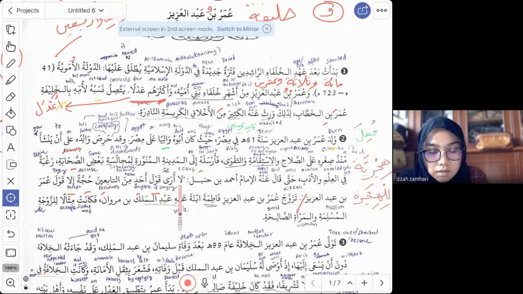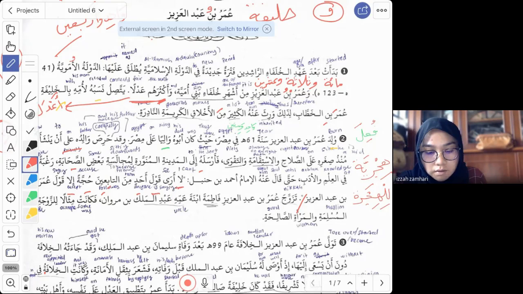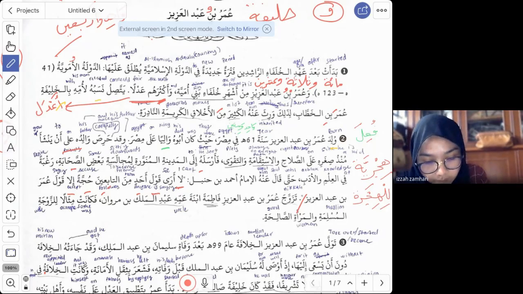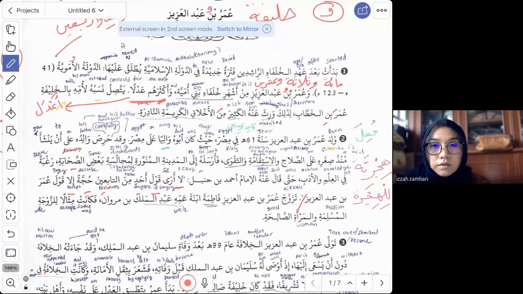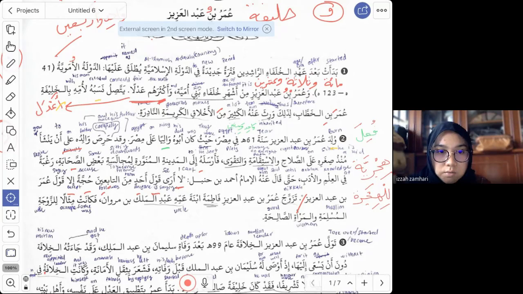So basically the sentence means Imam Ahmad bin Hanbal said about him, I don't see any followers' words as an excuse to any followers except for Umar's words. Okay. He trusts Umar's words. All right.